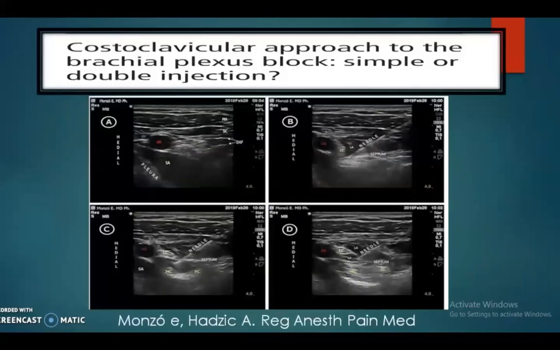So a study published in 2019 in RAPM by Hadzic et al. suggested that they found a linear septum-like structure in 92.5% of patients when the ultrasound images were studied retrospectively. This linear septum was found separating the lateral cord from the medial cord and the posterior cord. So this is something that we have to be conscious about and look out for while giving a costoclavicular block to get better success rates.